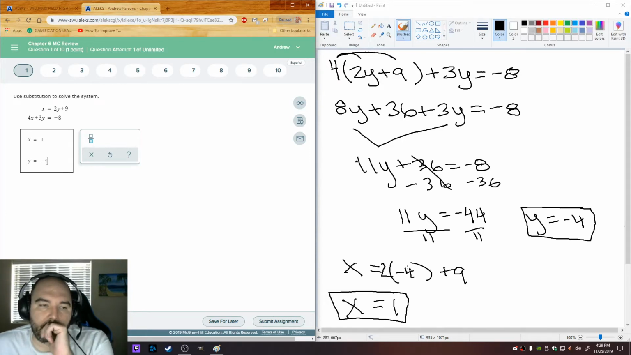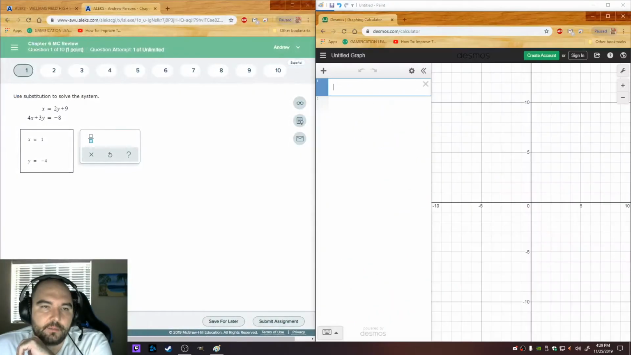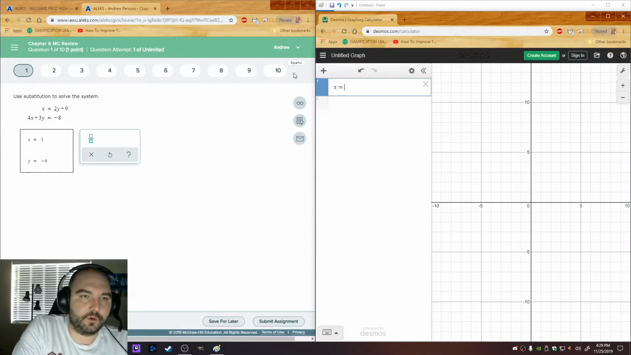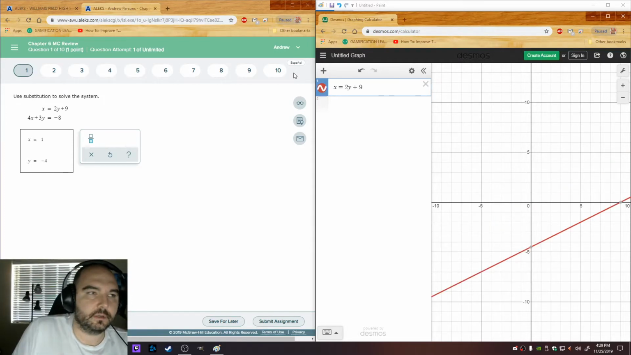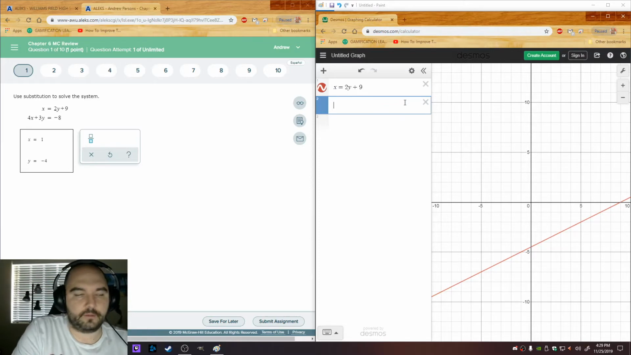Now, all the work you just saw is what I'd expect to see as work for your assessment. Now, if you want to be sure you're right, being right is definitely worth some points, but it's not everything. If you want to be sure you're right, you could graph it on Desmos, or any graphing calculator, I guess.